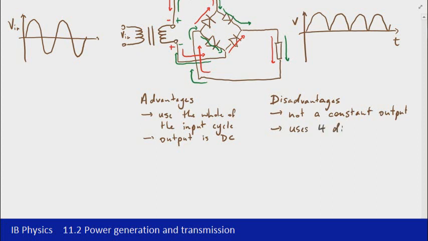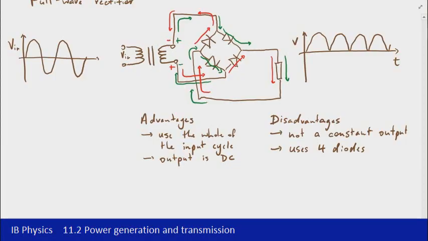That might not seem like a big issue, but if you're having to manufacture these en masse, if you've got 4 diodes needed each time compared to 1, that's going to significantly increase the cost of producing all of these components. So you can see there a good way of turning an AC into a DC, but still would require some other input.